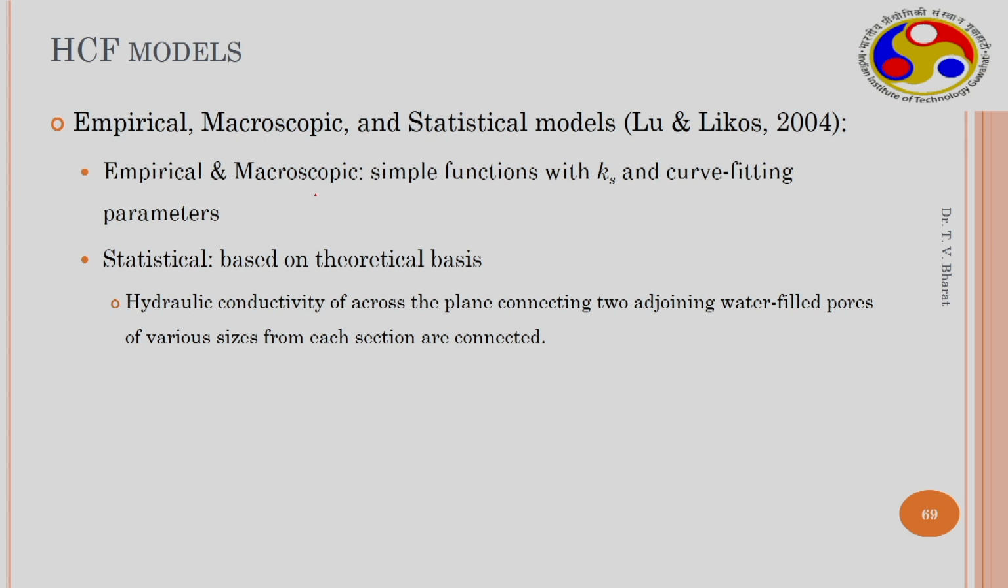Generally, the empirical models and macroscopic models are fitting models for the existing hydraulic conductivity function data. When you have determined the hydraulic conductivity data using a pressure plate apparatus, then these models can be used to fit and determine the fitting parameters. On the other hand, the statistical models are advantageous because there is a theory behind them.